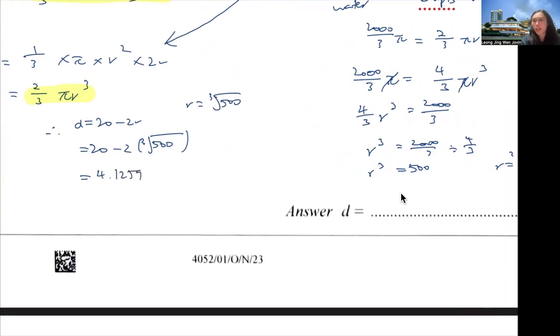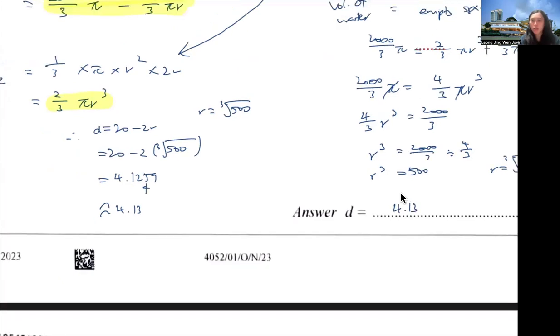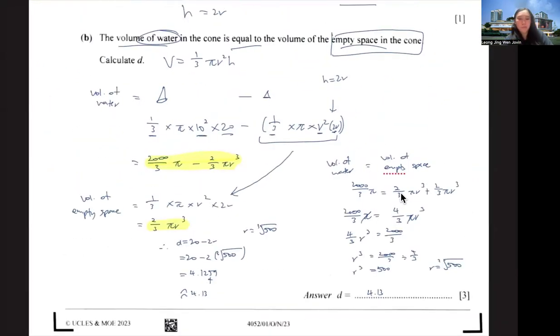Okay, that is your final answer. Final answer, just round it to 3 significant figures as 4.13, because I'm looking at 5, right? So 5 you will round up. So the answer is 4.13. That's all.